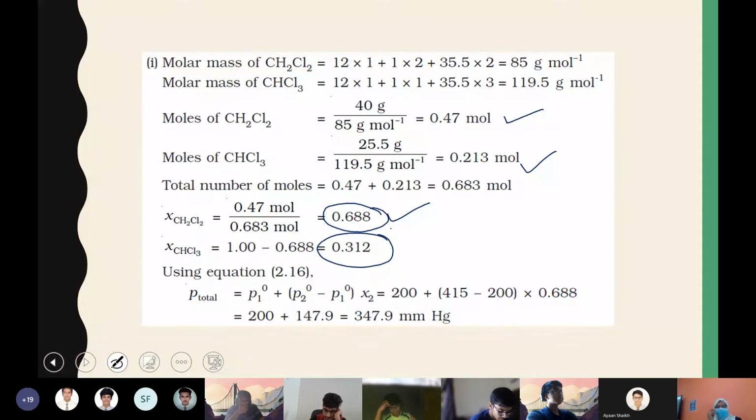So use that equation and you will get the final answer for P total as 347.9 millimeter mercury. Ma'am, I rounded the mole fraction, so I got 350.5. Is that a problem? That is a very big problem. How you got 350? I got the final answer.